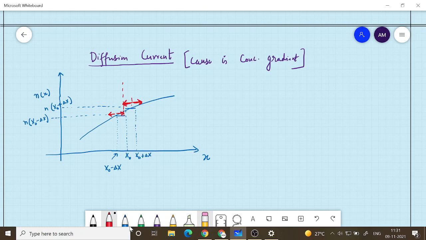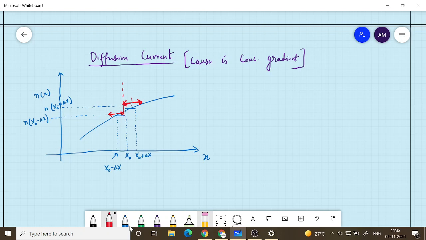Okay, so listen carefully. We have plotted a curve which is showing the variation of the concentration of electron with position. This is what we call the gradient. The concentration is not constant throughout the material, it is varying from one end to the other end. From this curve we can say it is increasing. Concentration of electron here is smaller, concentration of electron on the right side is larger. So it is varying from point to point.